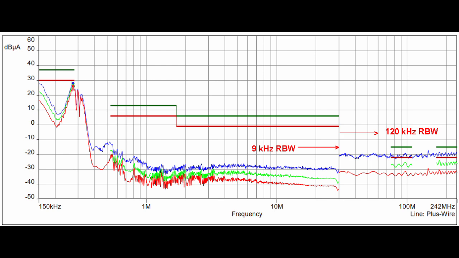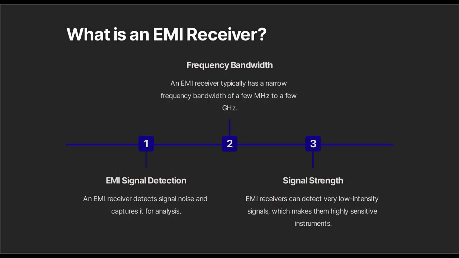Then the second one is frequency bandwidth. An EMI receiver typically has a frequency range from a few megahertz to a few gigahertz. The frequency range starts from 9 kilohertz. Depending on the receiver you purchase, it can go up to 1 gigahertz, up to 3 gigahertz, or up to 16 gigahertz. So the frequency range is available from 1 gigahertz upward, and you can measure that high range of frequency.